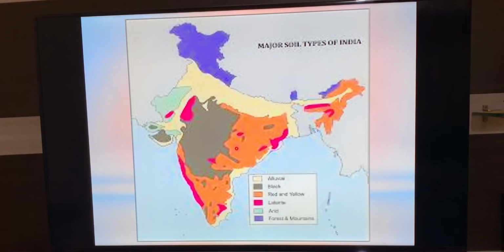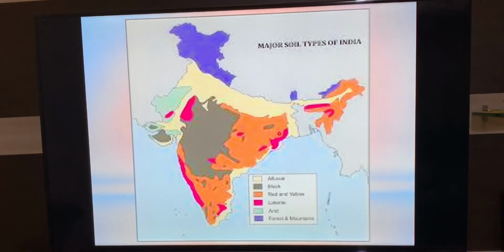It is mainly found in Tamil Nadu and southern Karnataka and a few parts of Maharashtra, Madhya Pradesh, Odisha. In these places you will find red soil, and also in Assam, Manipur, Nagaland, West Bengal. In these places we find red soil.